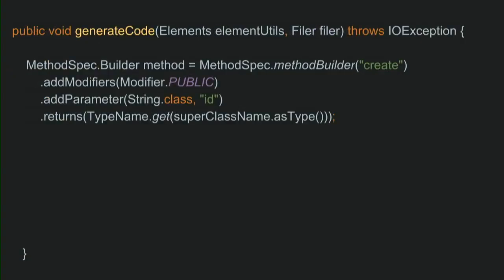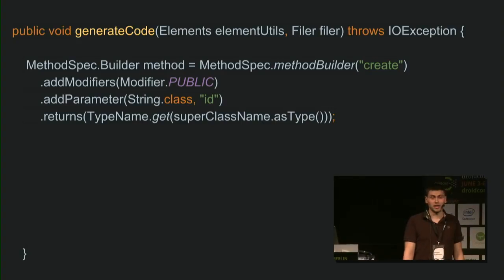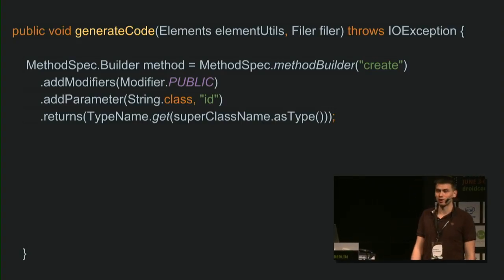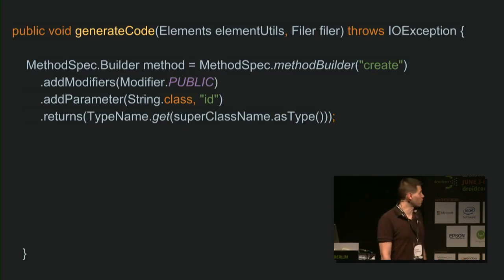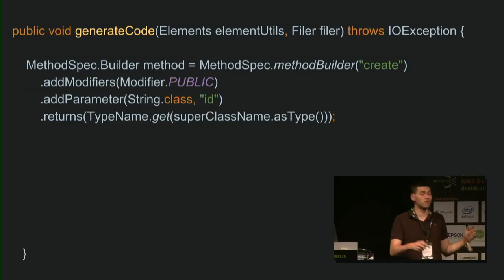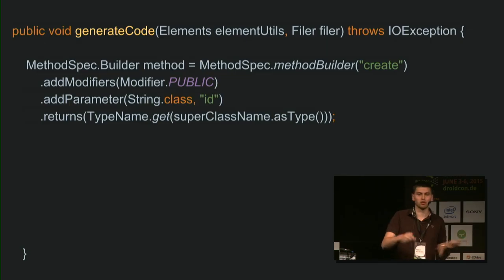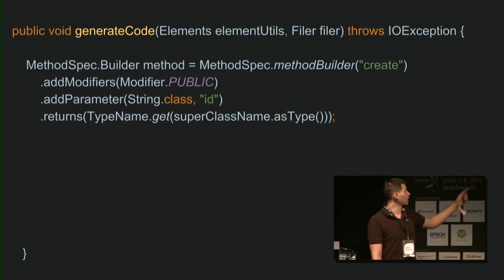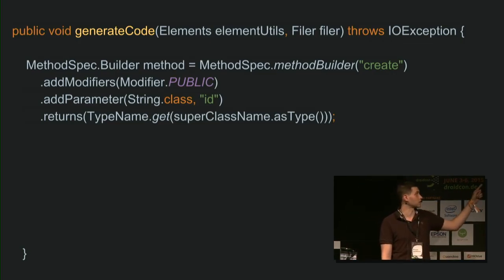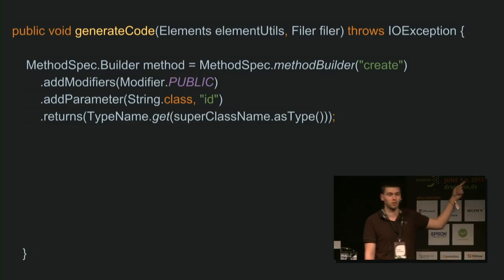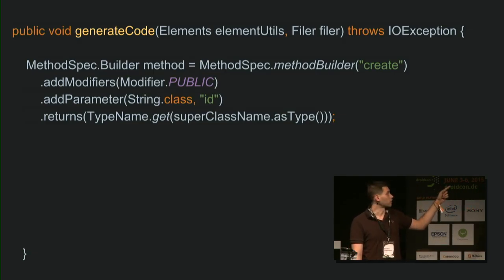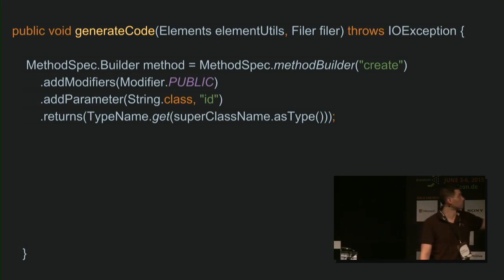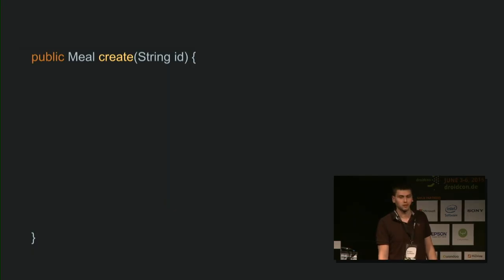Once again, the guys over at Square did a fantastic job and provided us with a tool called JavaPoet. JavaPoet is some kind of builder to generate Java statements and Java source code. So what we can do is, we want to build a method called create, which is public and takes a parameter called id, and the parameter is of type String. And it basically returns a Meal. And it looks like that.